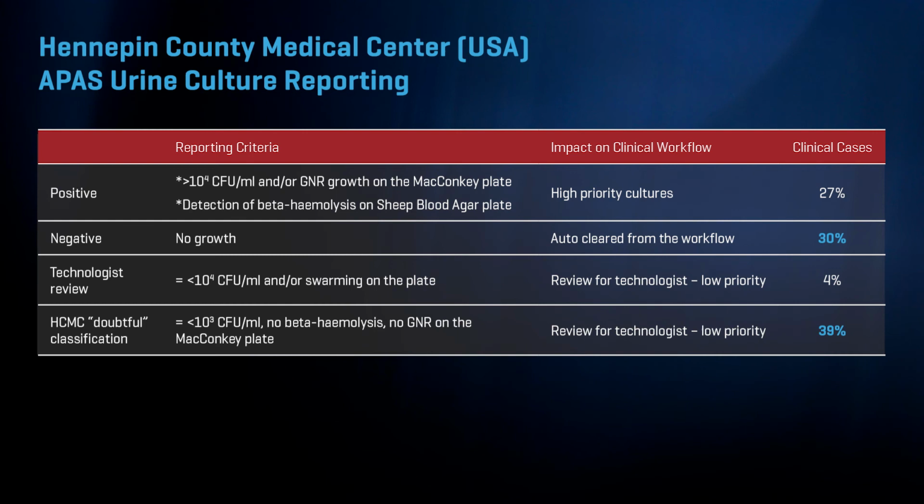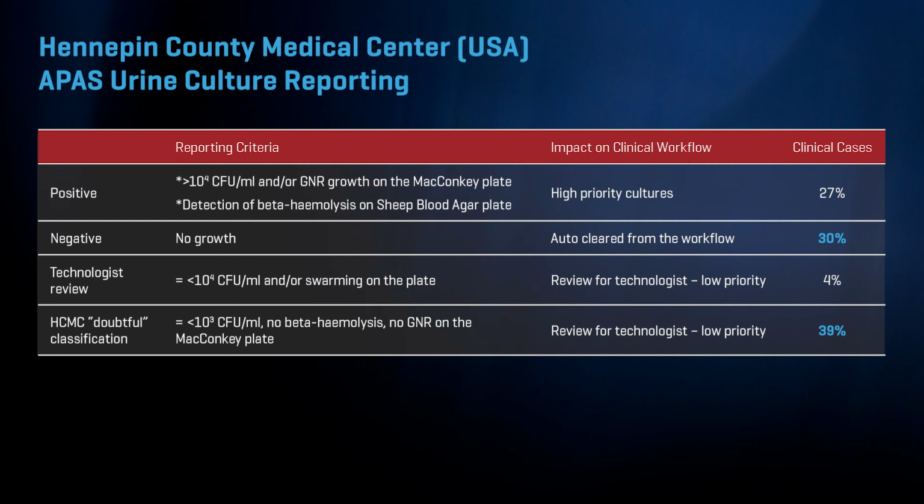Second column is also intuitive. It's our negative growth column. And these are cases that have negative growth on the plate. We've set up our system to allow this to auto clear from our workflow. And we see about 30% of our cases that are auto cleared by the system that never come to the bench tech for review because there's no point in spending time on cases that truthfully do not clinically matter.